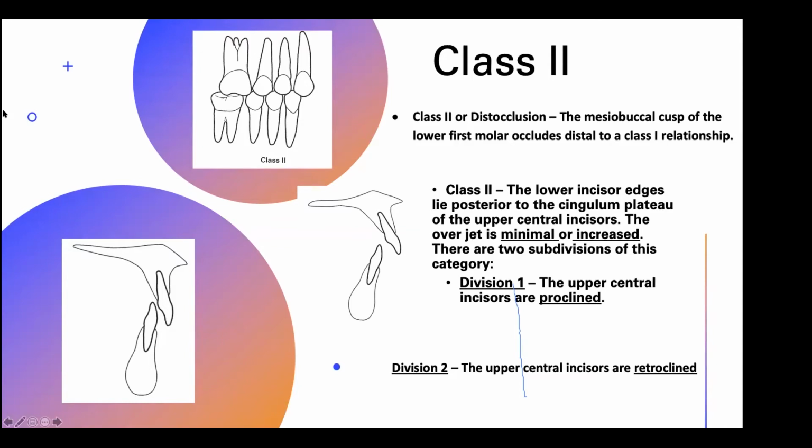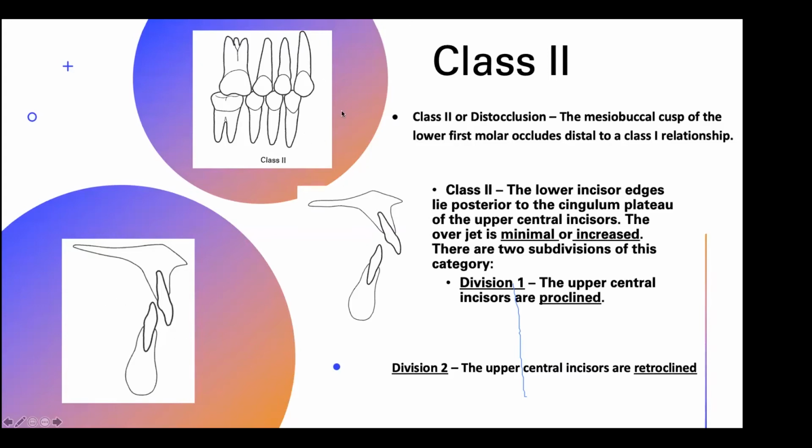And class 2, we're looking at the posterior relationship again, which is the Angle classification. I'll just admit more people into the group. Posterior relationship again, which is the Angle classification. And then we also have the incisal or the anterior classification.